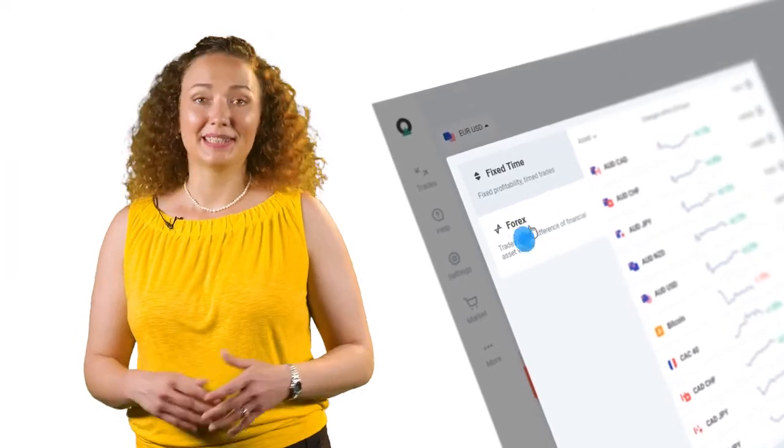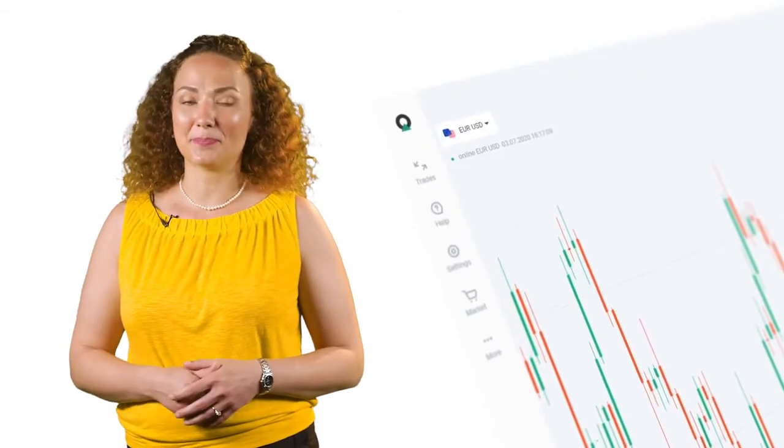The second trading instrument is Forex. Let's see how it's different from FTT. The main difference is that the profit accumulation on Forex depends on by how much, meaning by how far, the price moves in the direction of your trade. There is no expiration time, which means that you can exit a trade at the most convenient or profitable time. So remember, with Forex, the profit is unlimited.